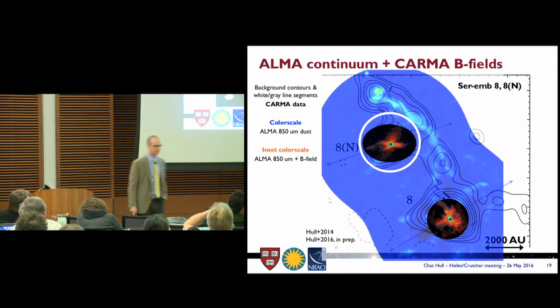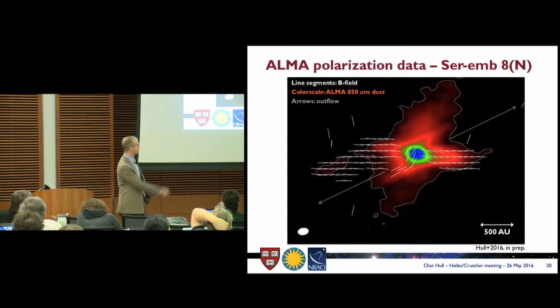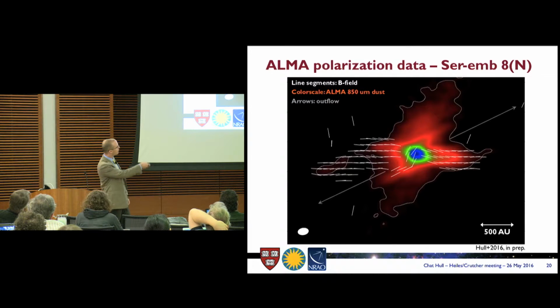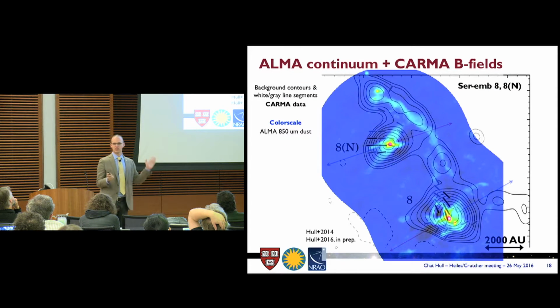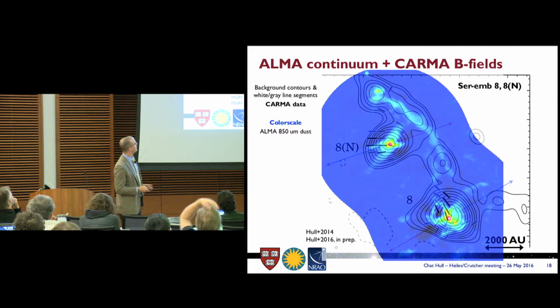So this is the first one. This is Serpens embedded 8 north. These are magnetic field orientations. You see this X-shaped outflow, and after reprocessing the data about 100 times, I was able to calibrate a little bit better and pull out this little piece here. So if you squint and kind of average this, you get the east-west orientation that you see in the CARMA data right here. So that's all consistent. CARMA works, the SMA worked, ALMA works, it's all good.